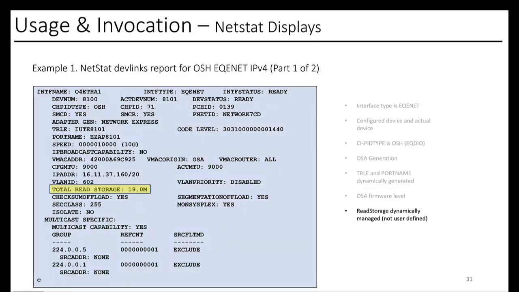Here's what I mentioned earlier about one of the changes, the usability features: this is the total read storage. So read storage kind of went away. This is saying that this device, 8100, this EQENET device, is currently using 19 meg of read storage for inbound read processing for all your queues. And then when we get to the TRLE, you get a breakdown of what that 19 meg means.